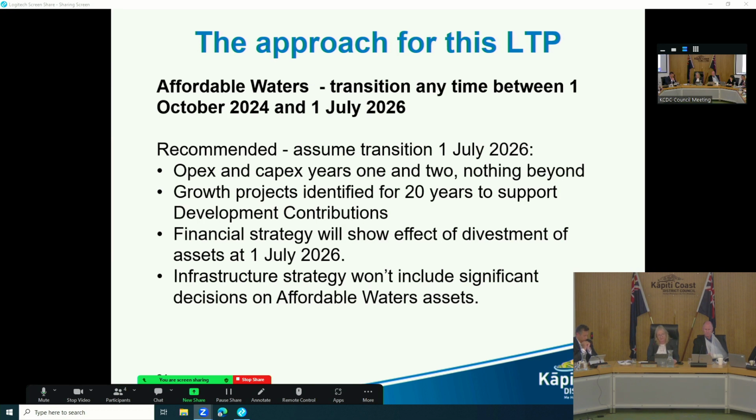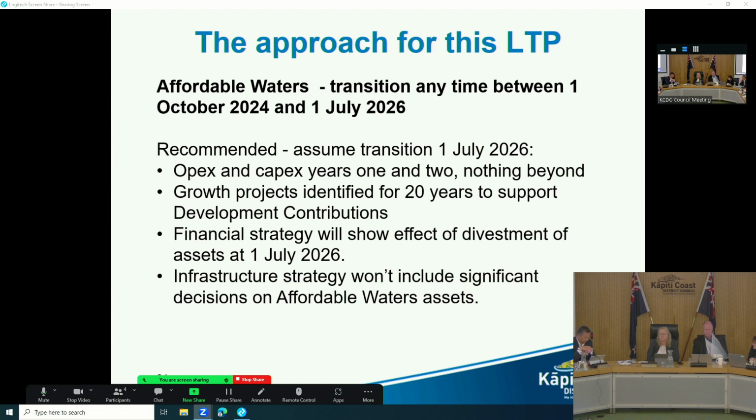Affordable Waters, our working assumption at the moment is that we will transition any time between the 1st of October 2024 and the 1st of July 2026. So we're modelling and financially planning for the first 2 years that we will continue to make decisions and be responsible for those assets for the first 2 years of the LTP. The government has already signalled that we won't have to do anything drastic if that time frame is changed. We will simply adjust in the next annual plan. We will not have to do amended LTPs, which will save our ratepayers a lot of money.